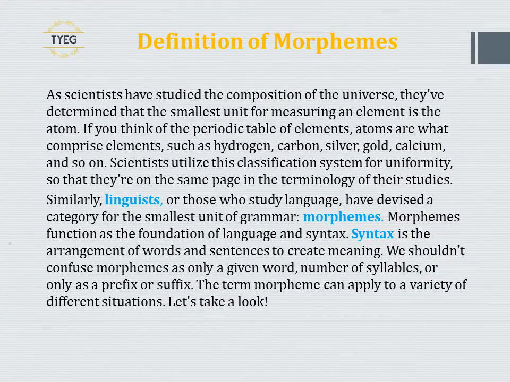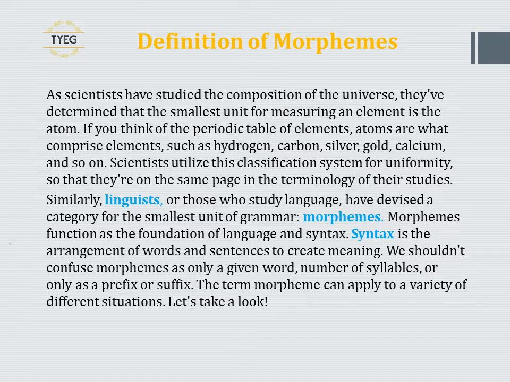Definition of morphemes. As scientists have studied the composition of the universe, they've determined that the smallest unit for measuring an element is the atom. If you think of the periodic table of elements, atoms are what comprise elements, such as hydrogen, carbon, silver, gold, calcium, and so on. Scientists utilize this classification system for uniformity, so that they're on the same page in the terminology of their studies.